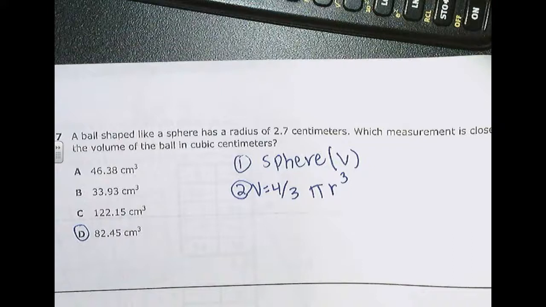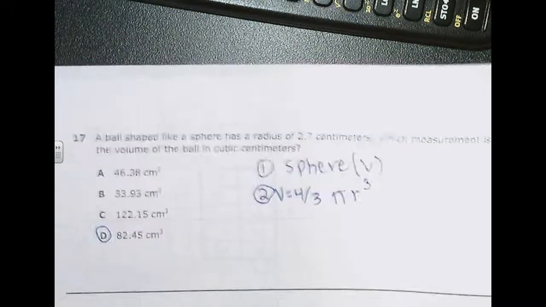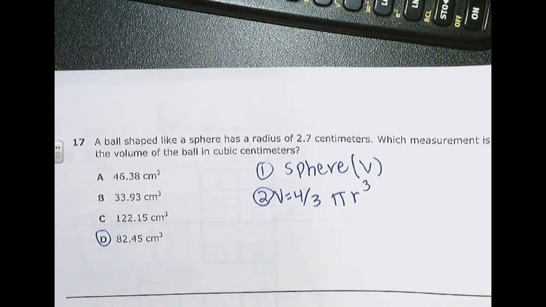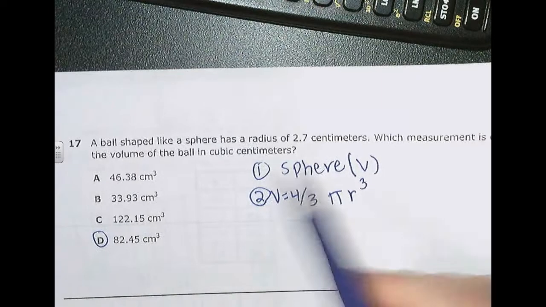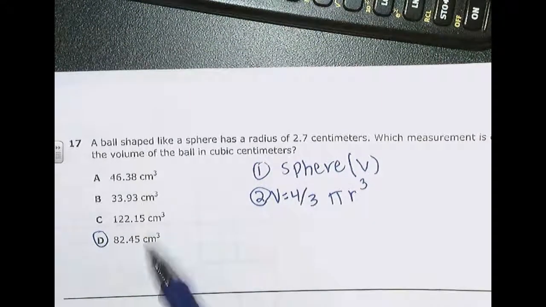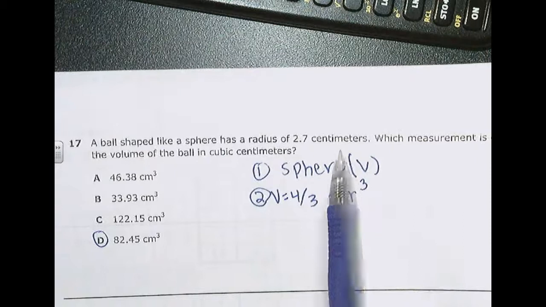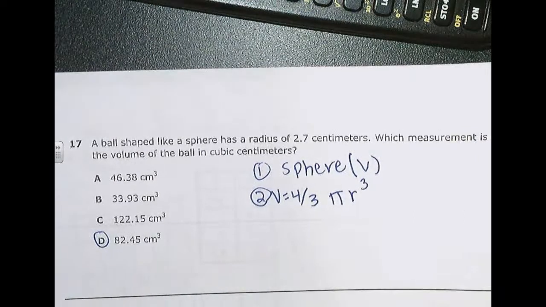Next problem. Question 17. It says the ball is the shape of a sphere. Yep, it sure is. It gives you the radius, and it wants the measure of volume. Make sure the units are the same. I see cubic centimeters. I see cubic centimeters. The radius is in cubic centimeters. Nothing says terrible like when they change those units.